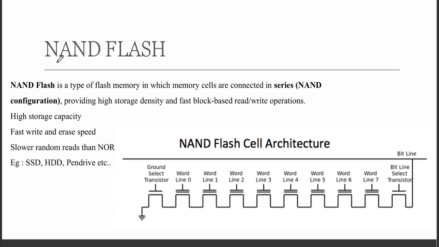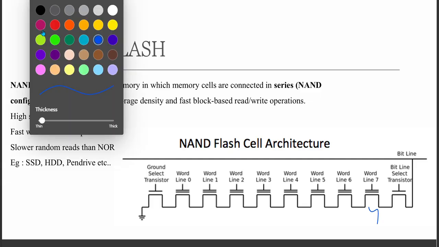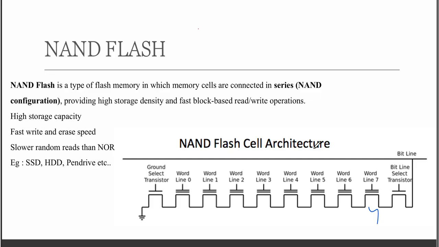NAND flash is a type of flash memory in which memory cells are connected in series. These memory cells are nothing but transistors. Transistors are called memory cells in the memory architecture. So NOR flash is a type of memory.